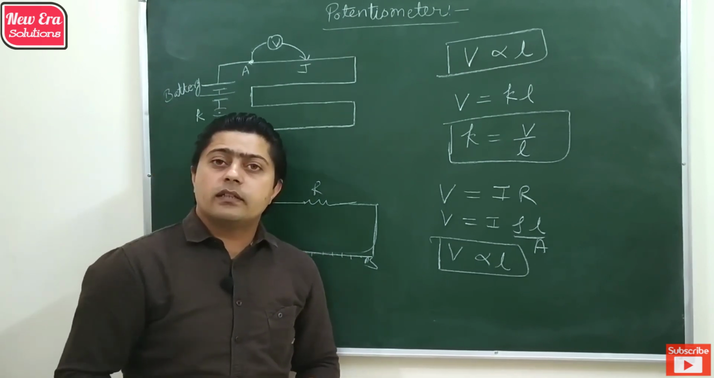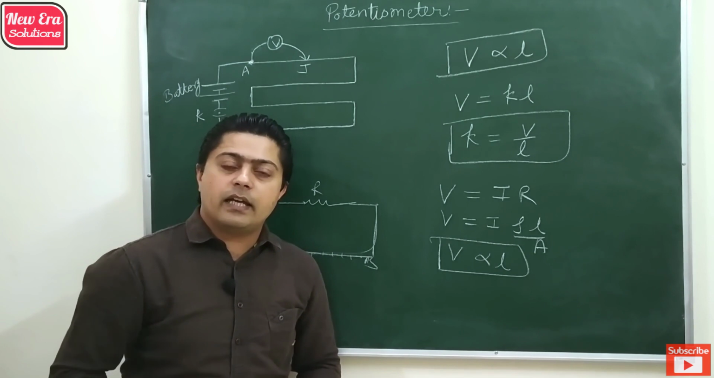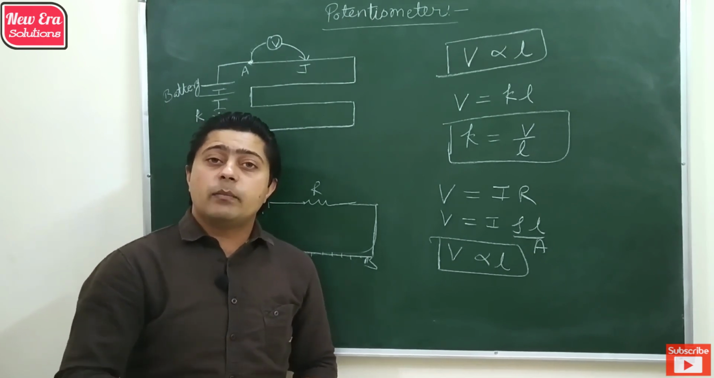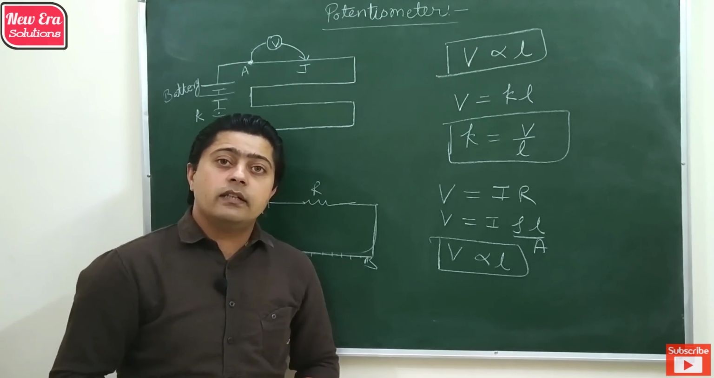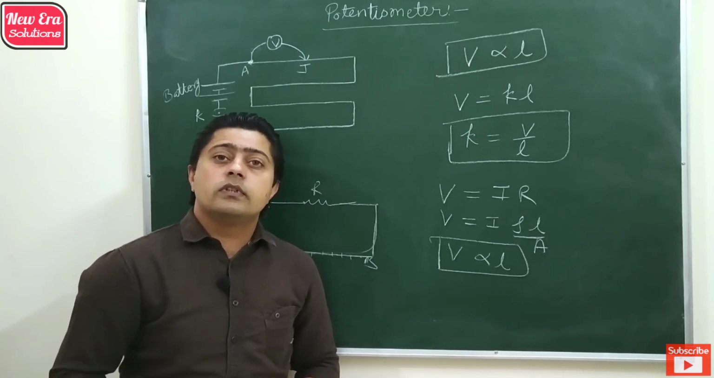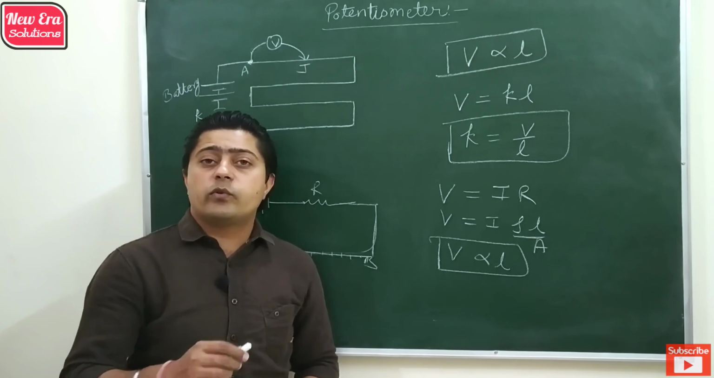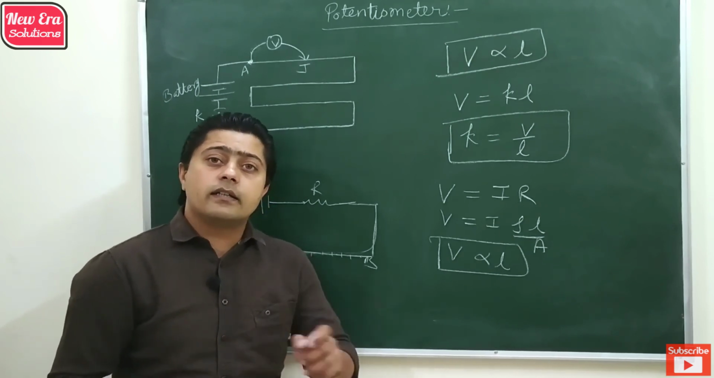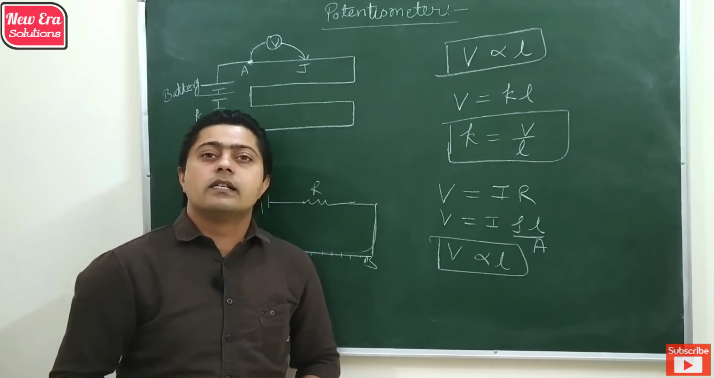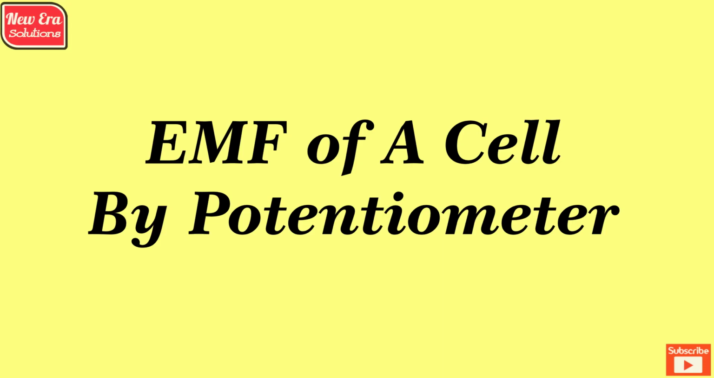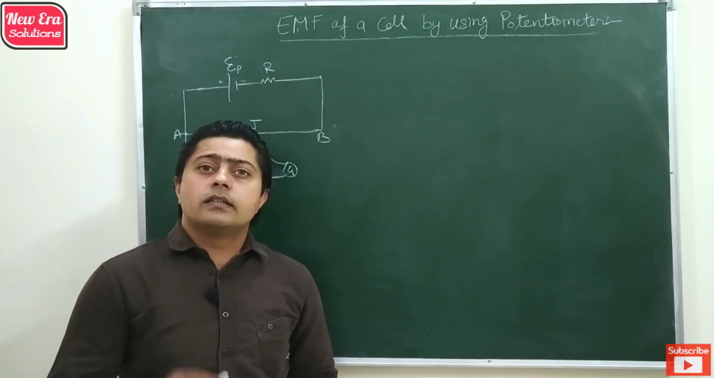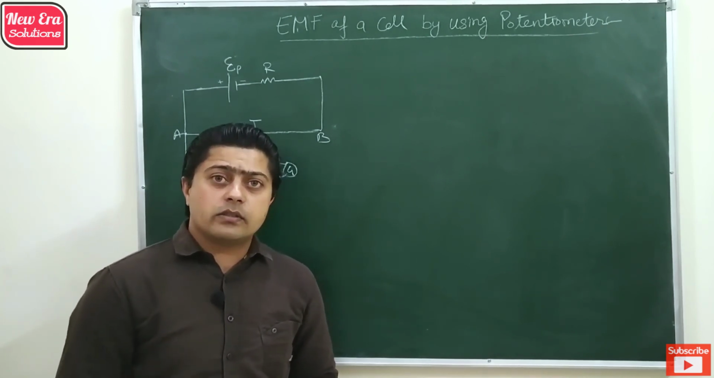So a potentiometer can be used in three different applications. It can be used to measure the EMF of an unknown cell, and it is also used to compare the EMF of two cells. Then it is also used to find the internal resistance of a given cell. So in the first application, we are going to measure the EMF of an unknown cell.